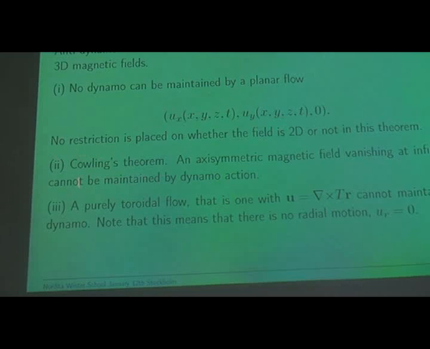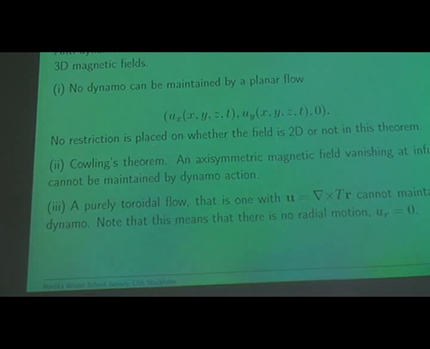We've already mentioned Cowling's theorem, that axisymmetric magnetic fields vanishing at infinity cannot be maintained by dynamo action. So if your object is to solve the equations from first principles, then it's no use looking for axisymmetric magnetic fields. If you want to do an axisymmetric calculation, you essentially have to rely on mean field theory, and then of course you have to put in alpha effects and beta effects, and these are to some extent actually unknown.